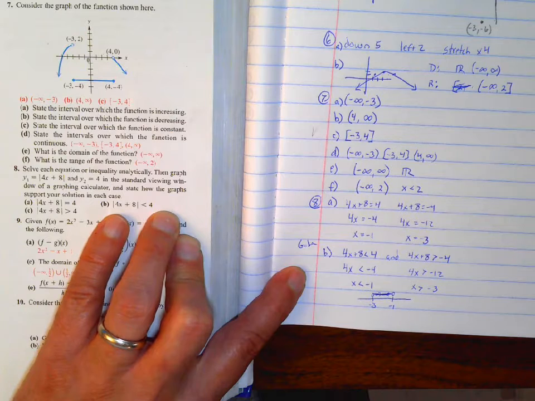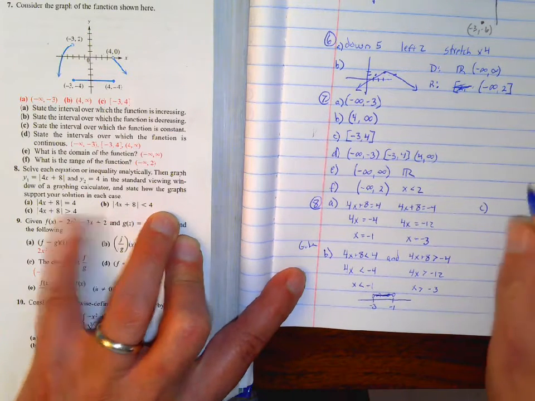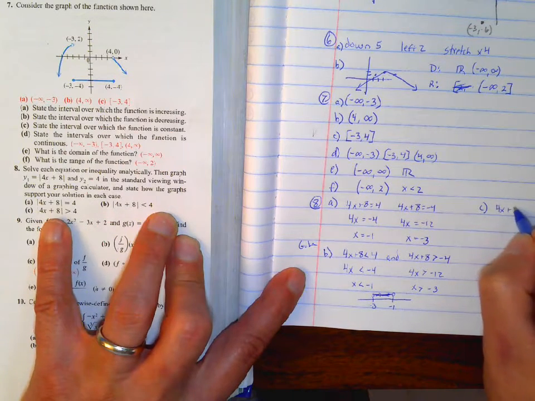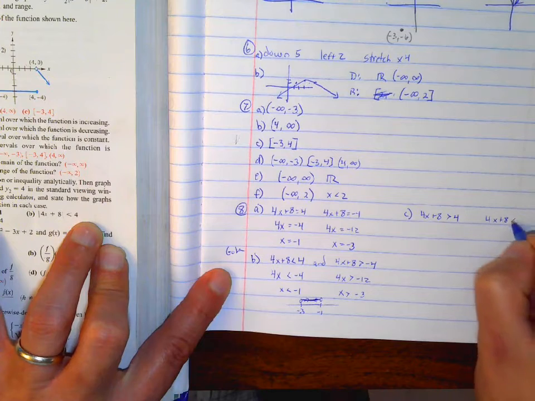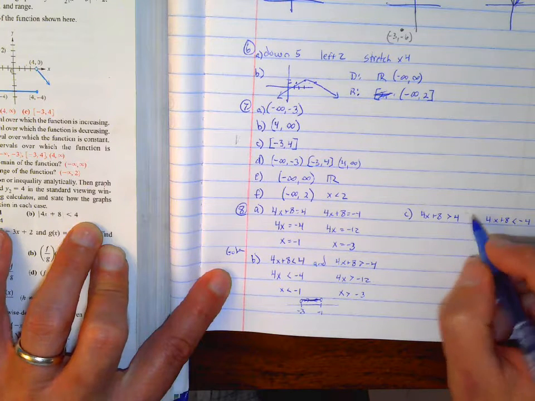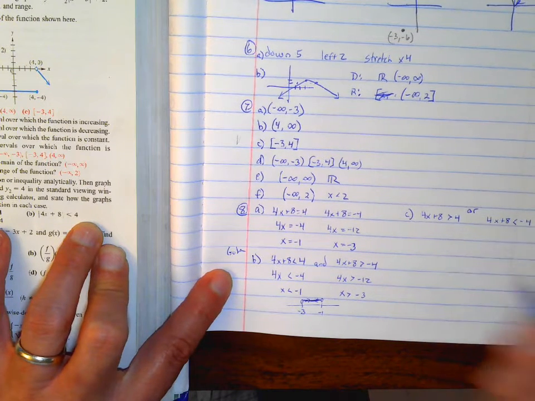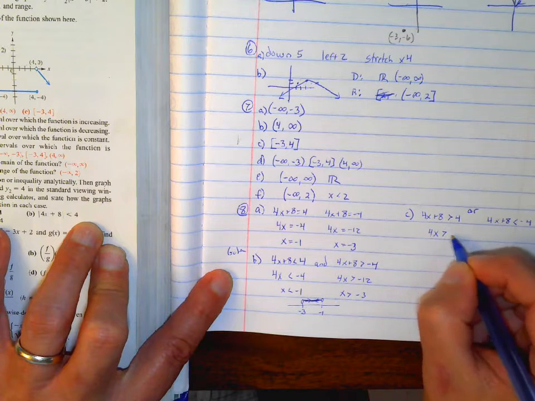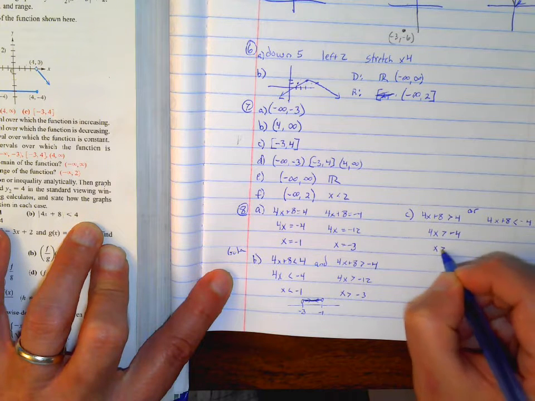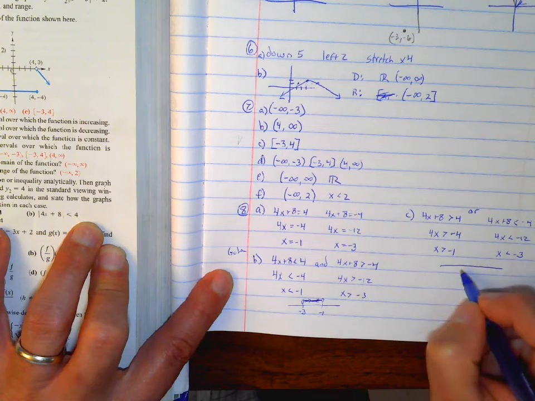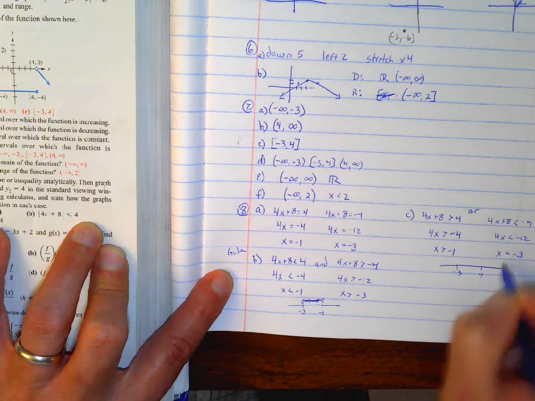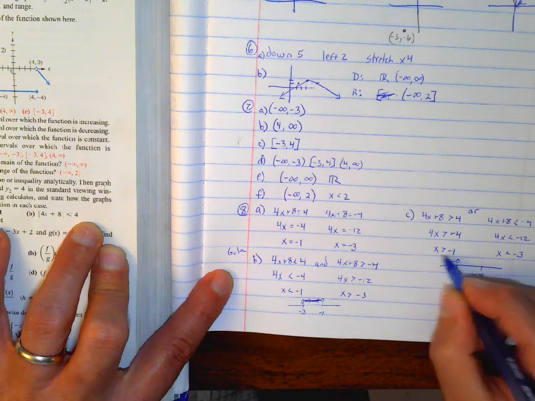Okay. Part C. Greater than 4, you can't see it, let me shift it over, is less than negative 4. Since the original is greater than, it's going to be an or statement. Okay, x is less than negative 3 or greater than negative 1.